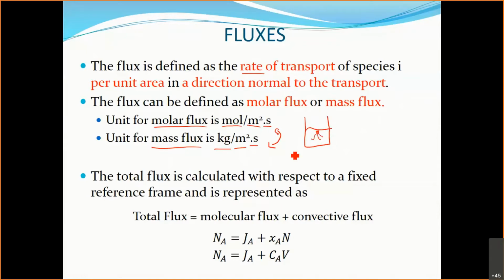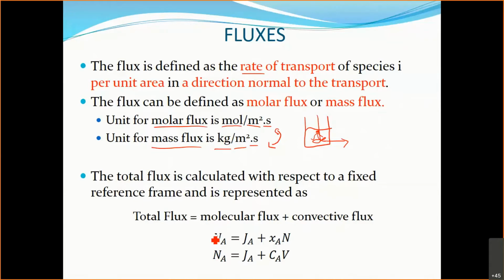But when you stir, for example, you put in a stirrer and you are stirring it, you are adding additional forces. You are adding a velocity to it. And when you add velocity, in order to find the total flux, the total flux is equal to the molecular flux plus the convective flux. Okay, so this is the formula.